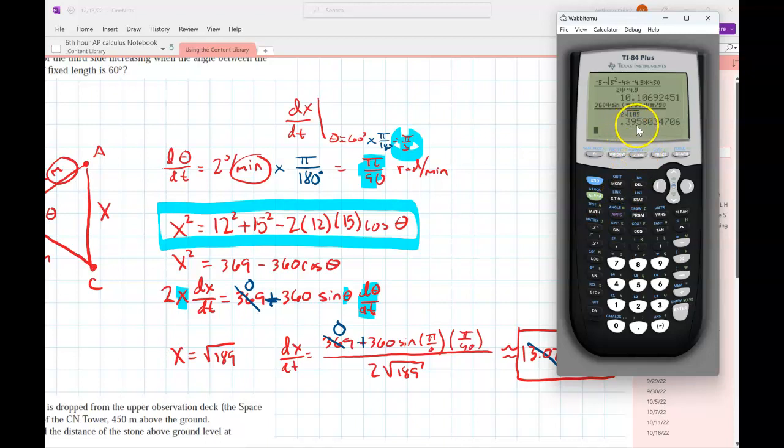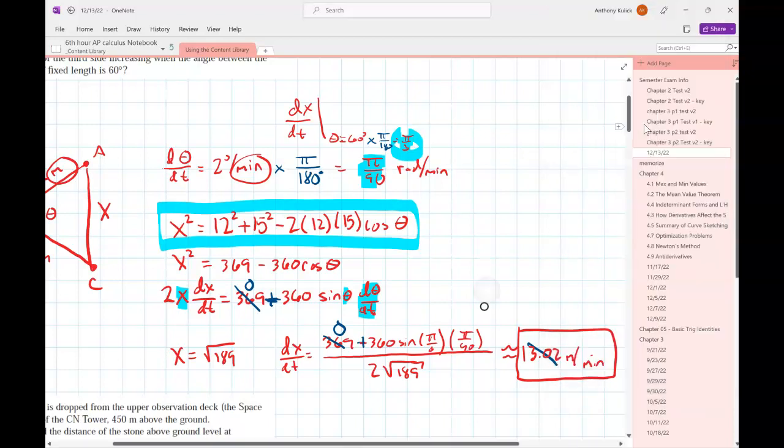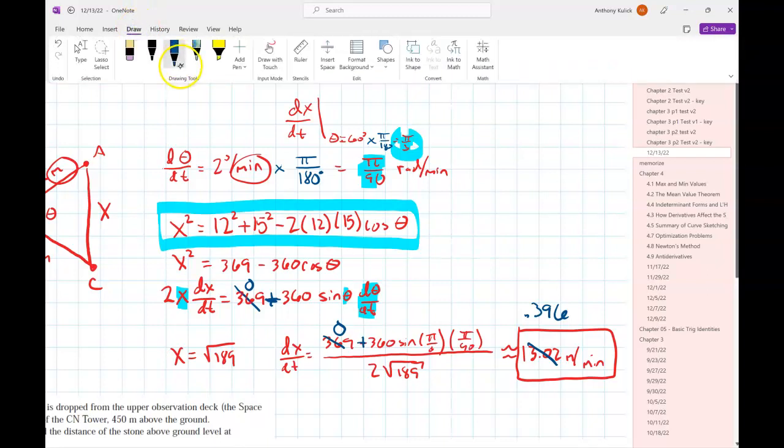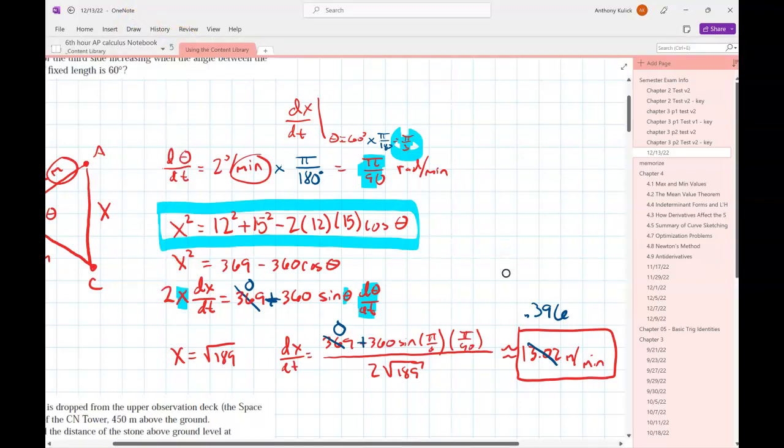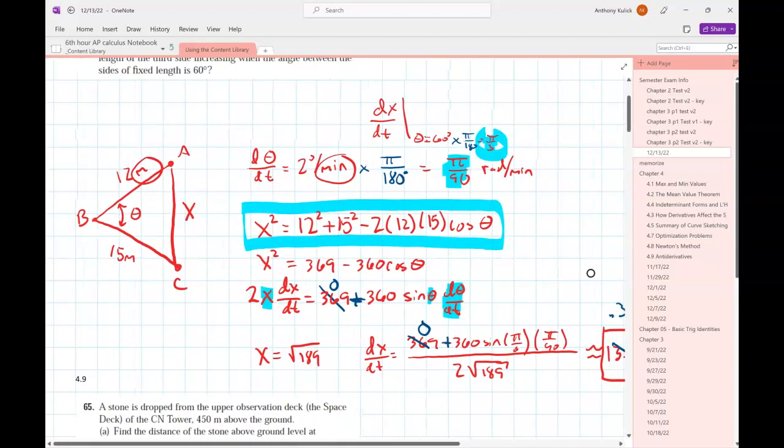It's supposed to be 396, which makes a heck of a lot more sense because that 13 meters per minute is really ripping. That's a big changing triangle there. So just FYI, if you were looking at the video and you're like, that's not right, yes, Mr. Cooling goofed it.